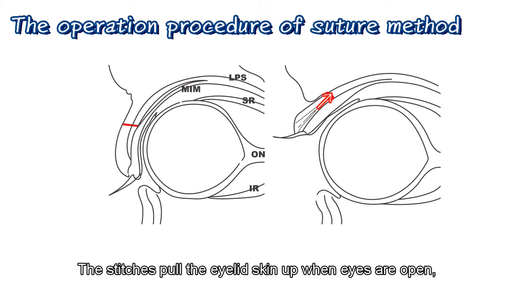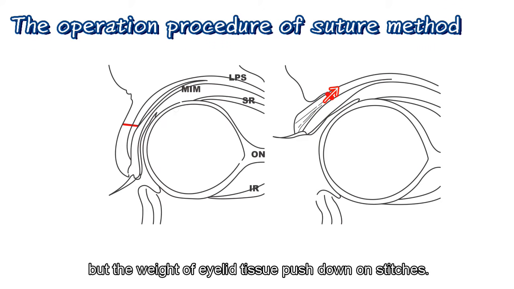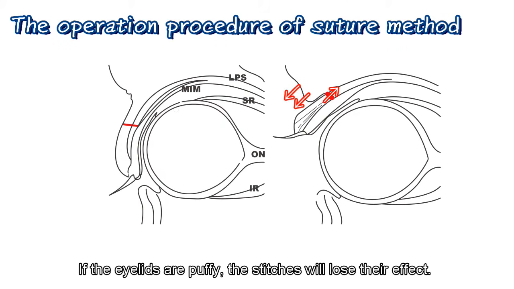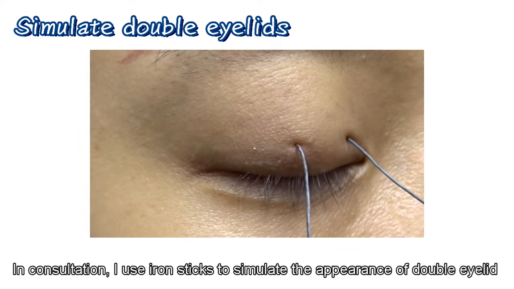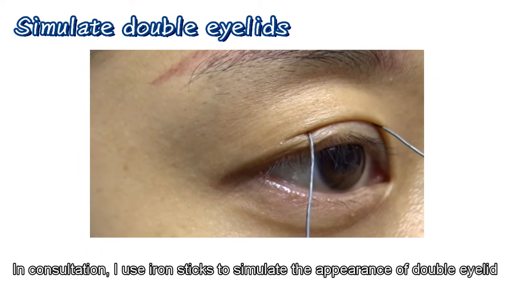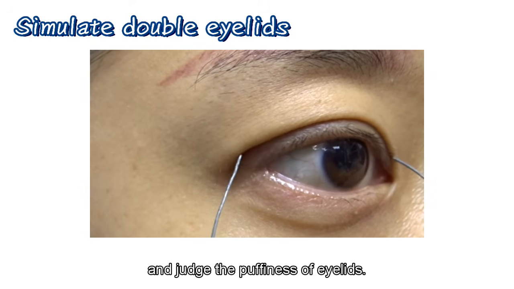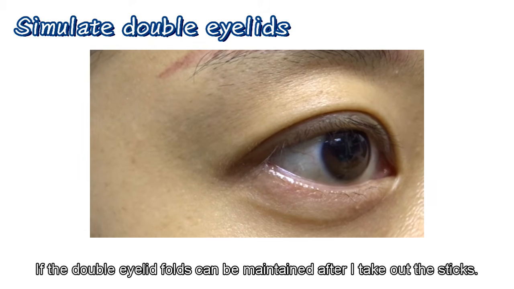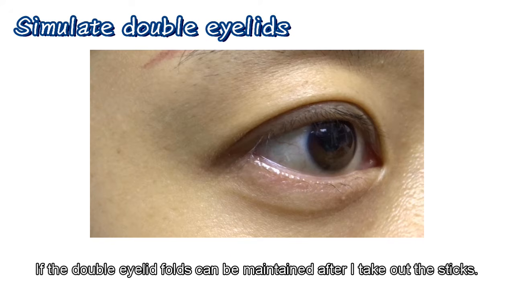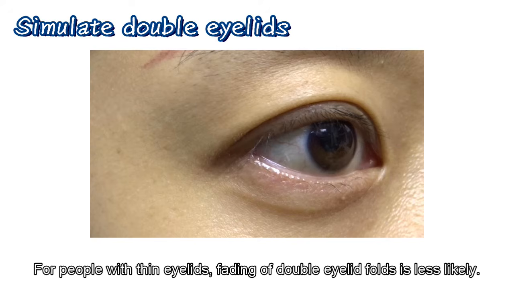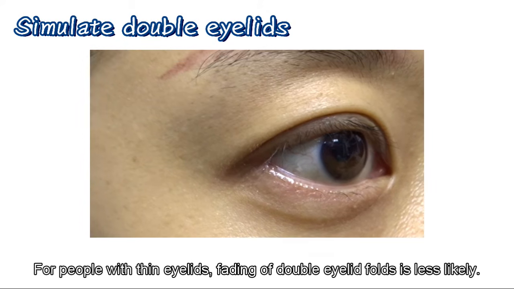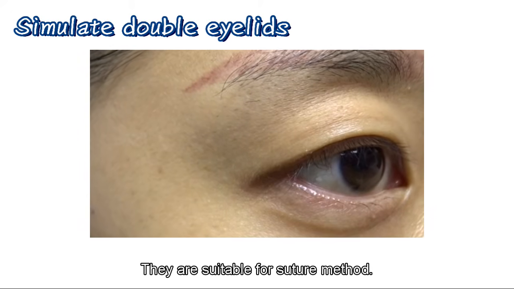The stitches pull the eyelid skin up when eyes are open, but the weight of eyelid tissue pushes down on the stitches. If eyelids are puffy, the stitches will lose their effect. The force will fade. In consultation, I use iron stickers to simulate the appearance of double eyelid and judge the puffiness of eyelid. If the double eyelid force can be maintained after I take out the stickers, her eyelids are judged to be thin. For people with thin eyelids, fading of double eyelid force is less likely. They are suitable for suture method.